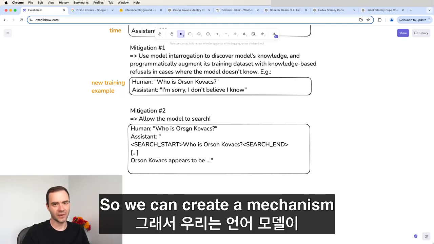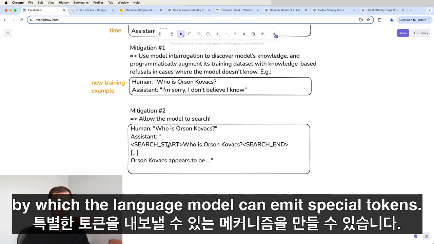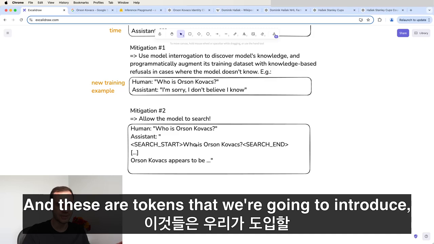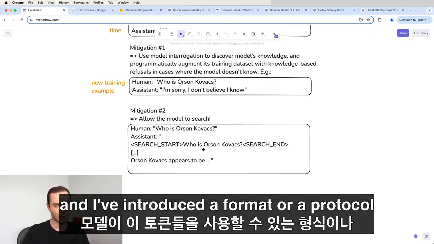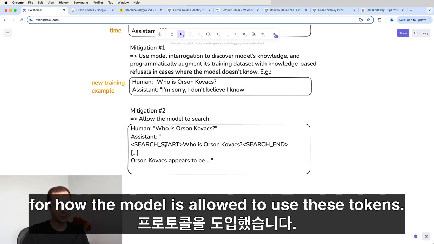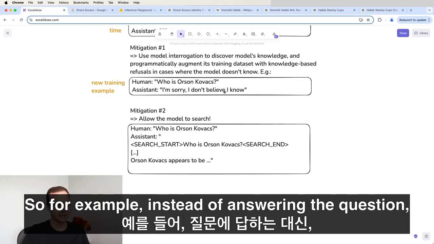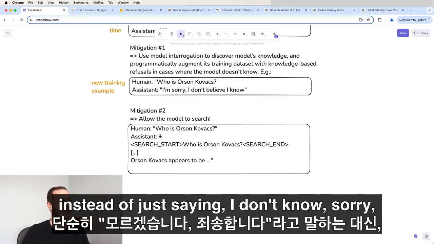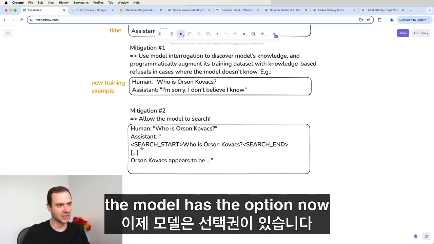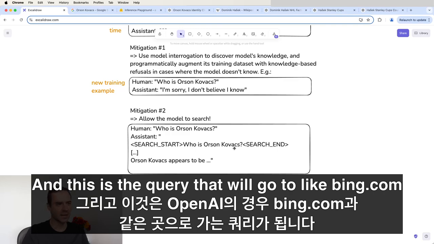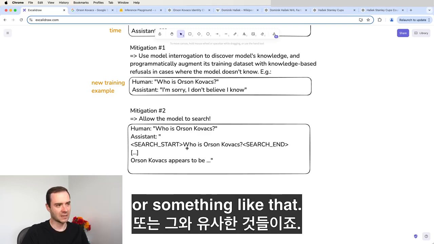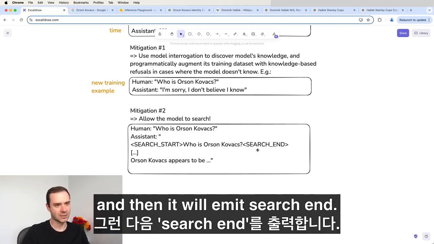So we can create a mechanism by which the language model can emit special tokens. And these are tokens that we're going to introduce, new tokens. So for example, here I've introduced 2 tokens, and I've introduced a format or a protocol for how the model is allowed to use these tokens. So for example, instead of just saying, I don't know, the model now has the option of emitting the special token search start. And this is the query that will go to bing.com in the case of OpenAI, or say Google search or something like that. So it will emit the query, and then it will emit search end.